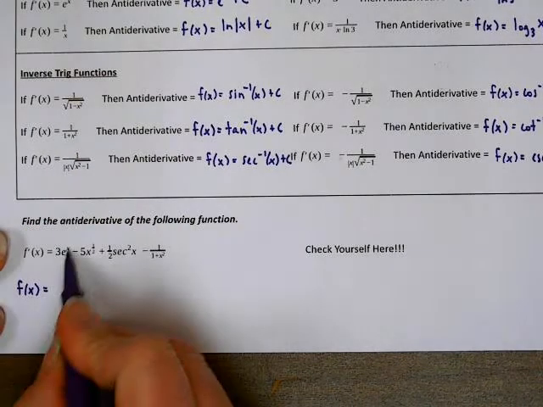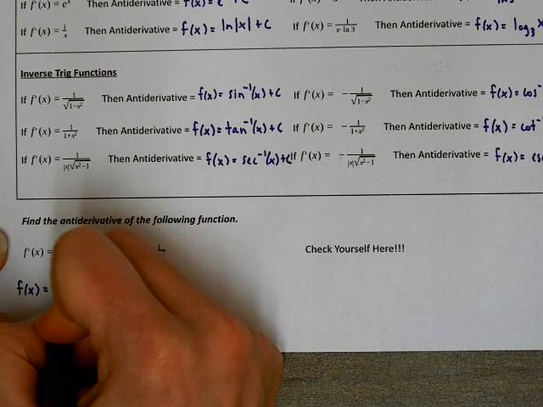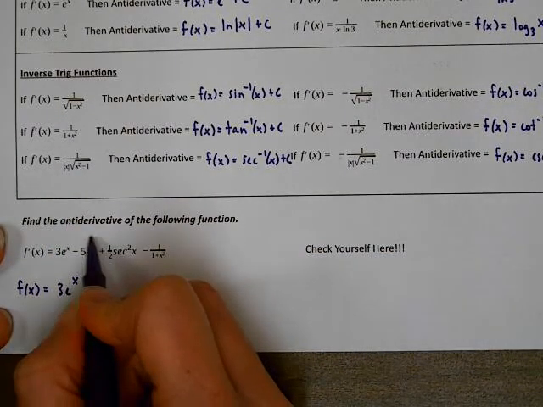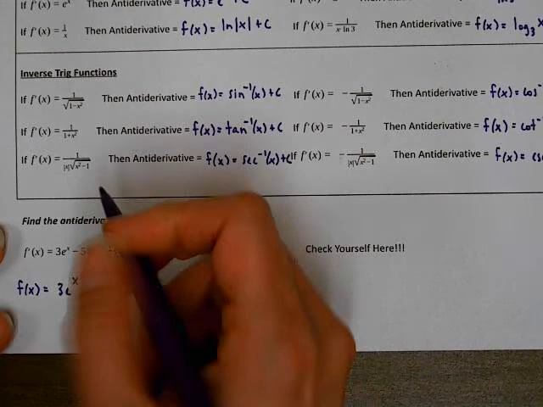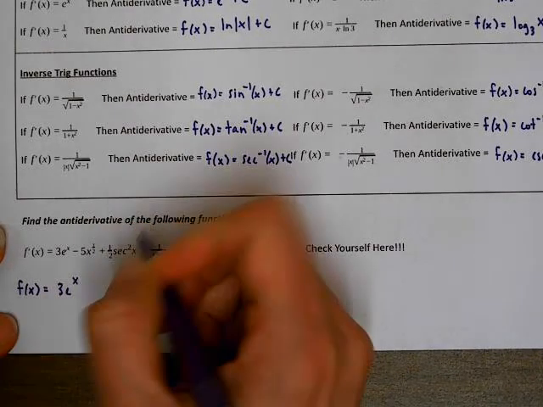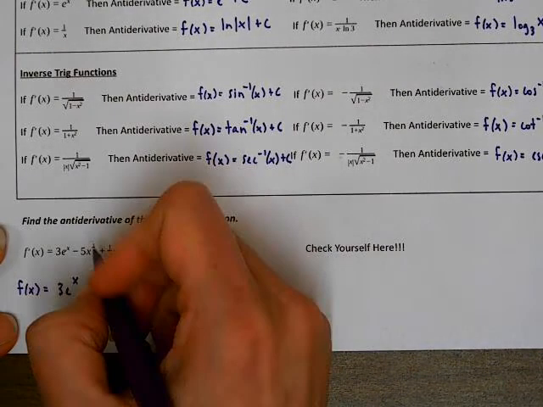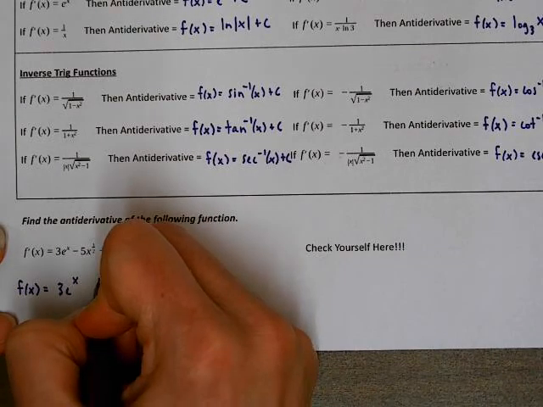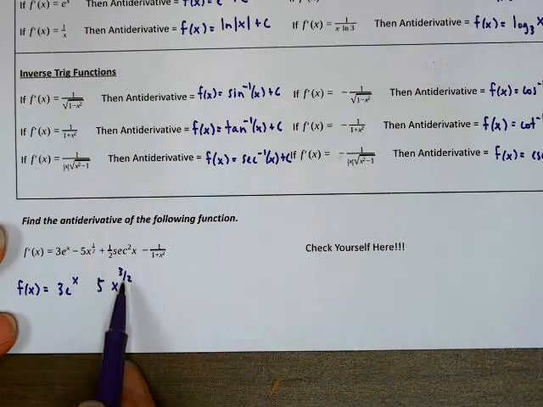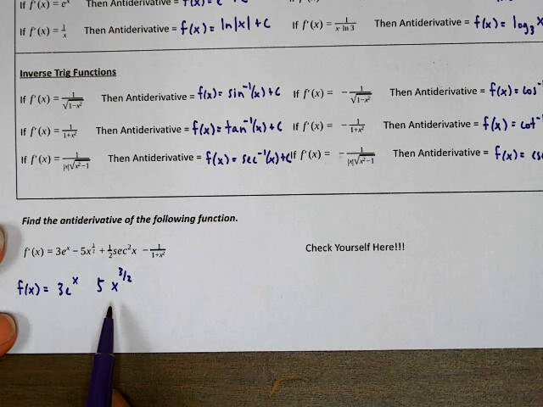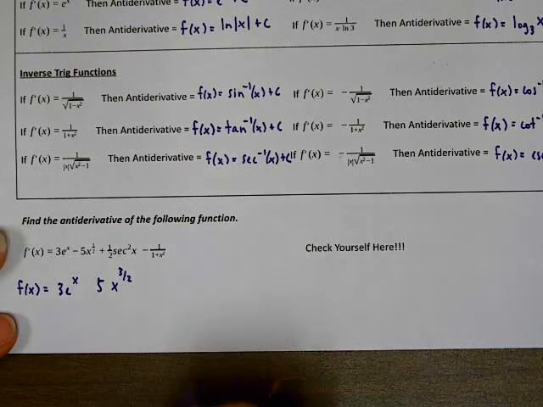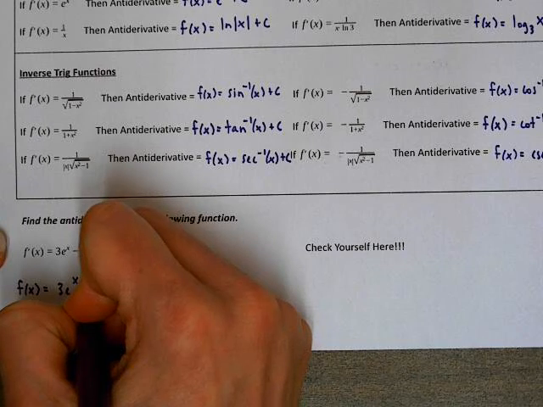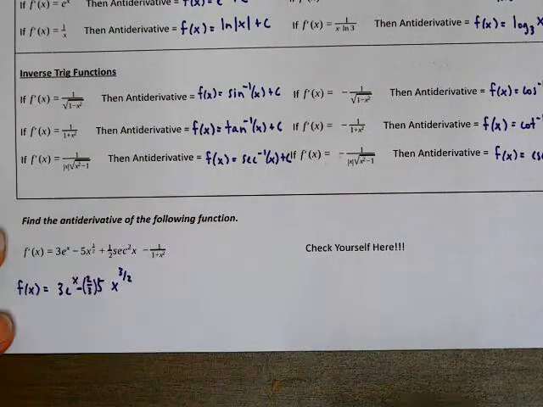Well, this e to the x is a nice one. That antiderivative is just going to be 3e to the x. For here, we're going to use the reverse of that power rule. So I'm going to have x, adding 1 to 1/2 gives me 3 halves. I had a 5 here. Now, normally I would divide by the 3/2, but instead what I'm going to do is multiply by the reciprocal. Instead of dividing by 3/2, I'm going to multiply by 2/3. And there was a minus in between there.